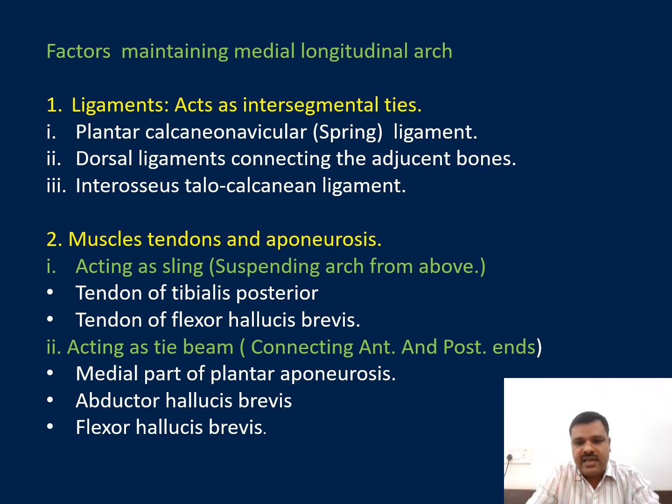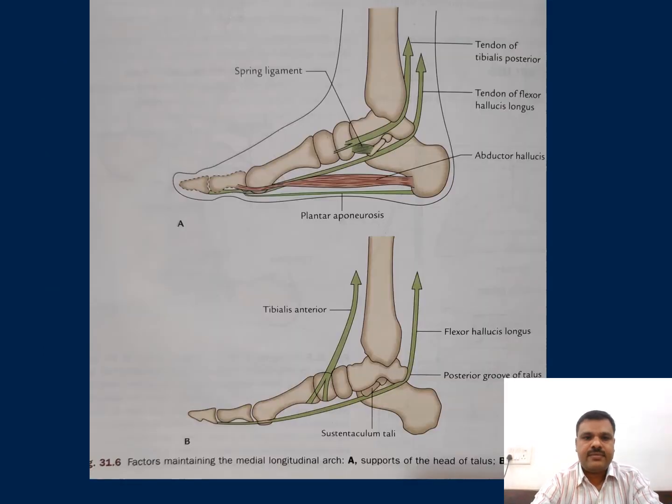And then acting as a tie beam. Here the tie beam means they are connecting the anterior and posterior ends, and it is already mentioned that the anterior end of the medial longitudinal arch is formed by the anterior ends of the first three metatarsals, and the posterior end is formed by the posterior tubercle of the calcaneum. So the tie beams are the medial plantar aponeurosis, abductor hallucis, and the flexor hallucis brevis.